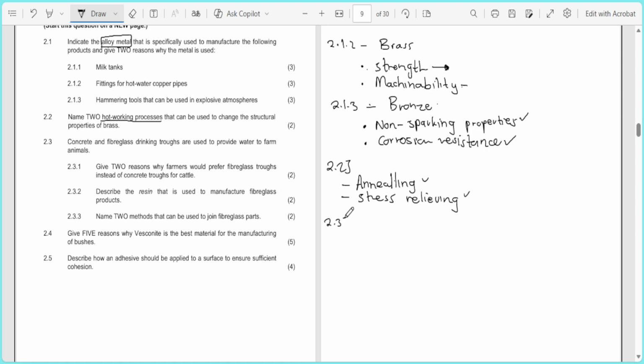2.3, concrete and fiberglass drinking troughs are used to provide water to farm animals. For the first one, 2.3.1, they want us to give 2 reasons why farmers would prefer fiberglass troughs instead of concrete troughs for cattle. Okay, first of all, fiberglass.